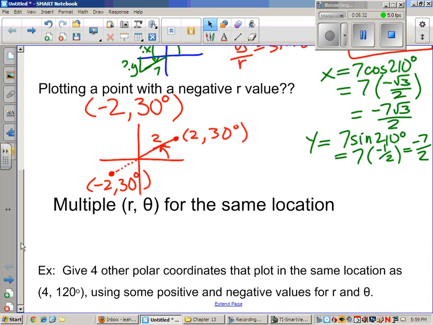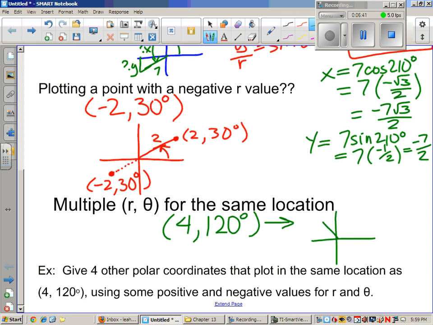Okay, so if I started with 4 comma 120 degrees, that would plot over here. 120 degrees would end up being like this. Couldn't I use the negative version of that angle also? I could do 4 comma, a negative angle back to there, which would be negative 240. That would also work and plot in the exact same location.